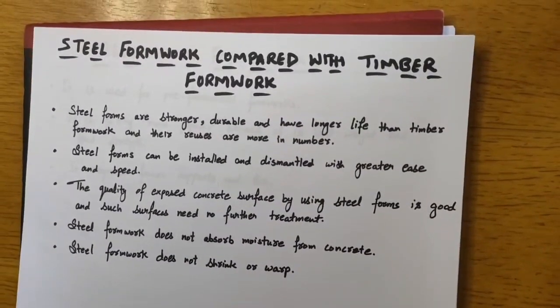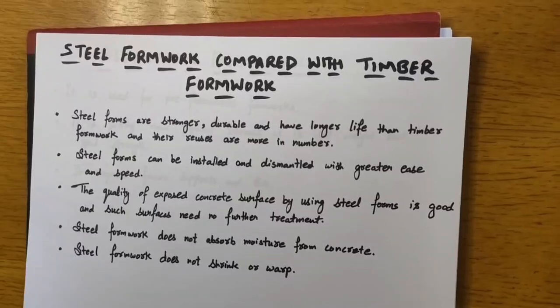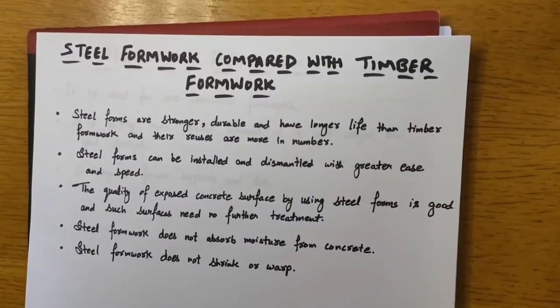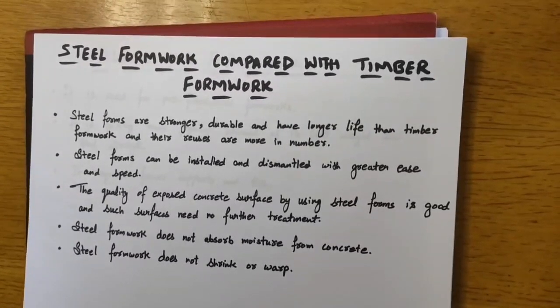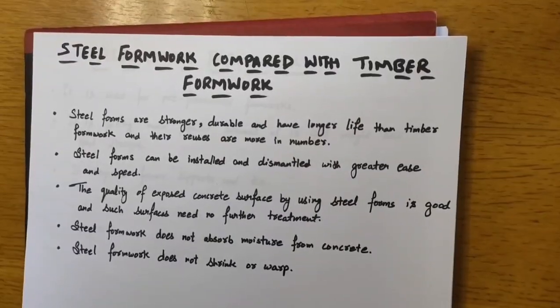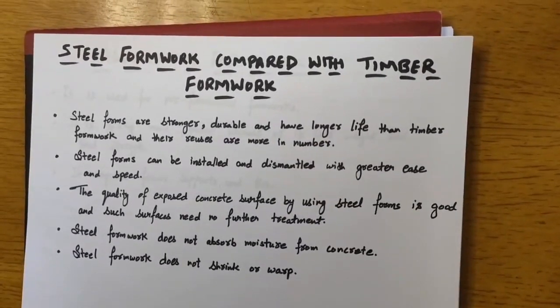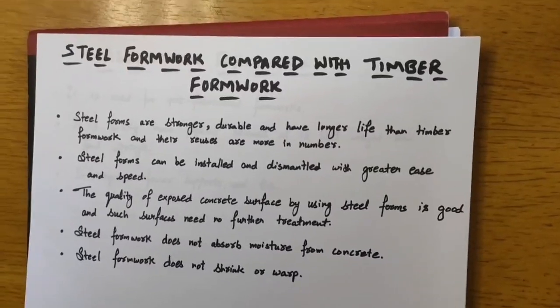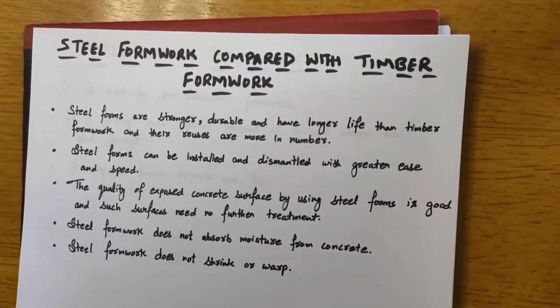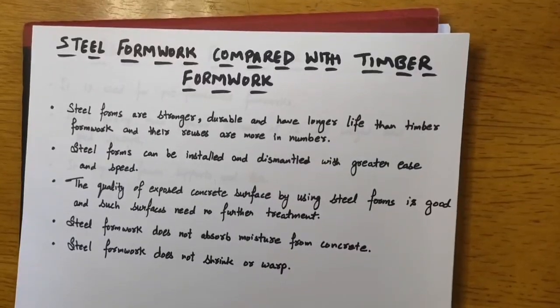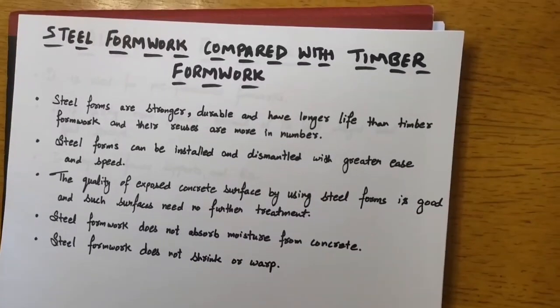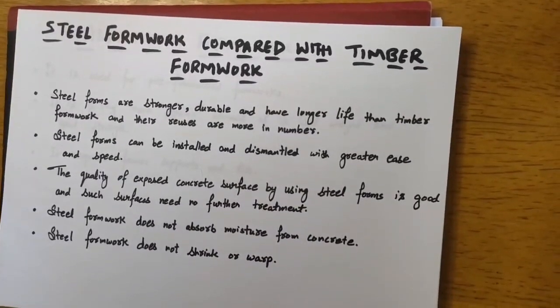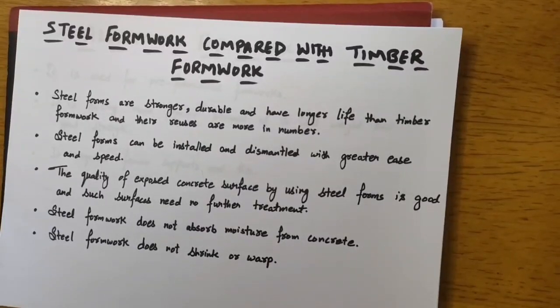Steel forms can be installed and dismantled with greater ease and speed. The quality of exposed concrete surface by using steel forms is good, and such surfaces need no further treatment. So if you are using steel formwork instead of timber formwork, the further smoothing or treatment of the surface is no more required. Steel formwork does not absorb moisture from concrete, as in case of timber, as you already know, wood has this tendency of absorbing water, but steel formworks, they don't absorb moisture from the concrete. Steel formwork does not shrink or warp.